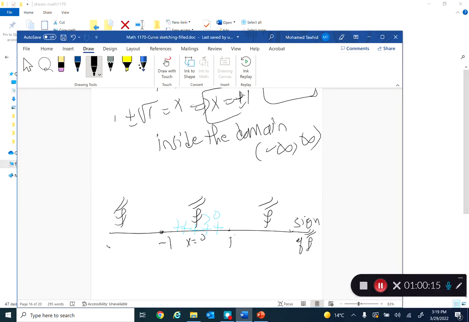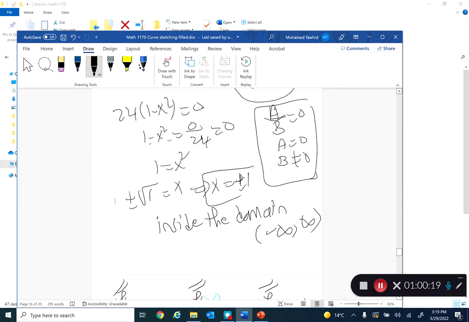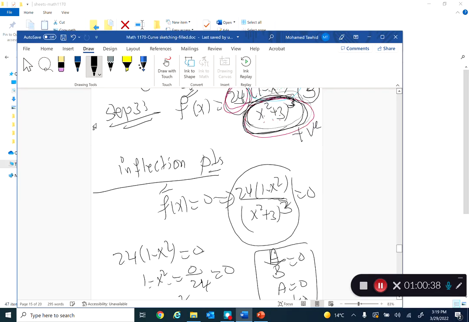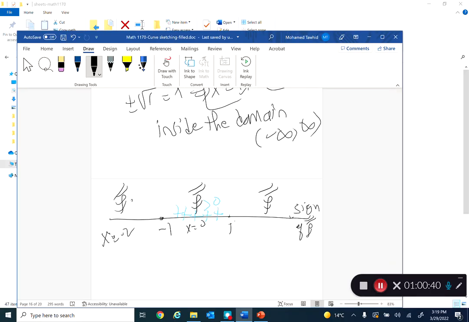Now take x equal to negative 2, very easy. Again, what do you have? 1 minus x squared. If I replace x by negative 2, you get negative 2 squared, so 1 minus 4, which is negative 3. So what is the sign of this? The sign is negative. So here I just write negative.